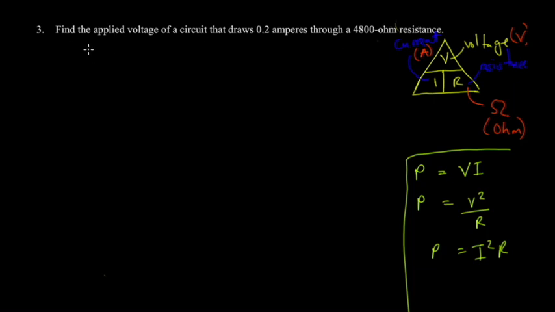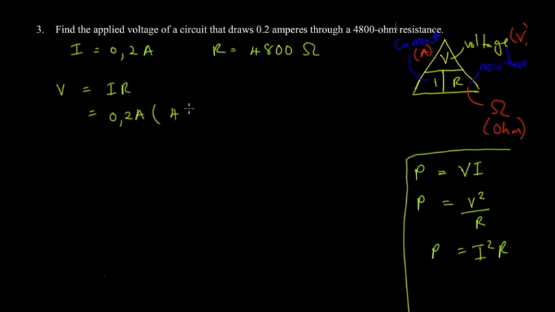Okay, a 4800 ohm resistor. So you have current equal to 0.2 amps, and resistance equal to 4800 ohms. Now you go back and say, what's the voltage? The voltage should be current times resistance. So V is equal to IR. Now you just substitute. What's your I? It's 0.2 amps. What's your R? It's 4800 ohms. So you'd get 960 volts, like this.